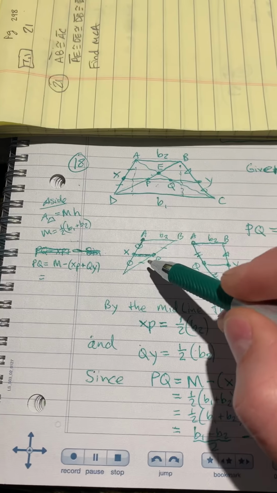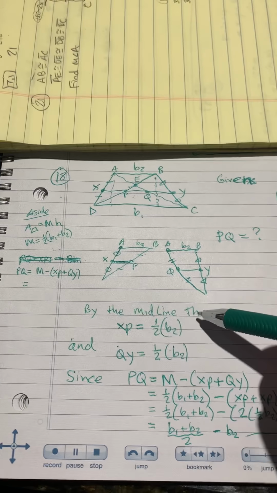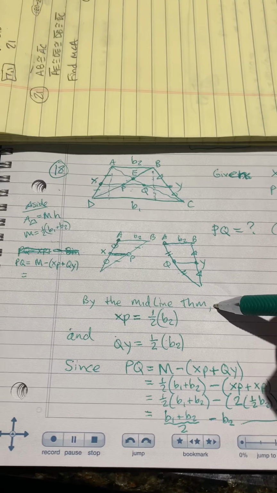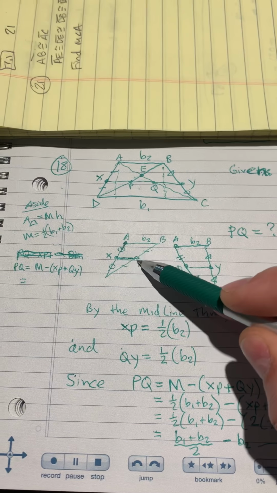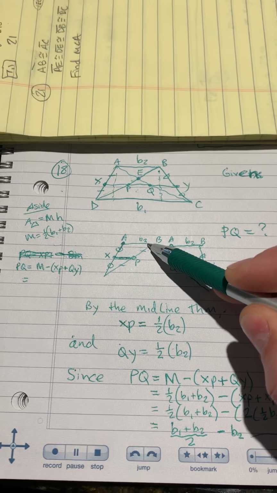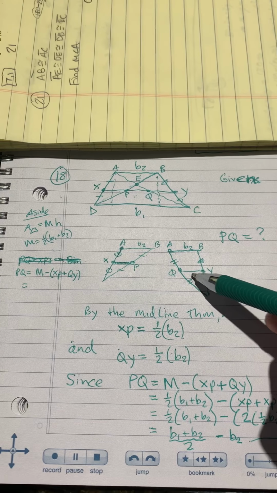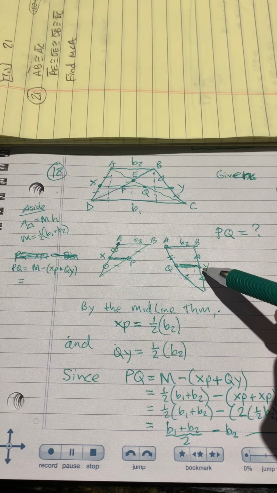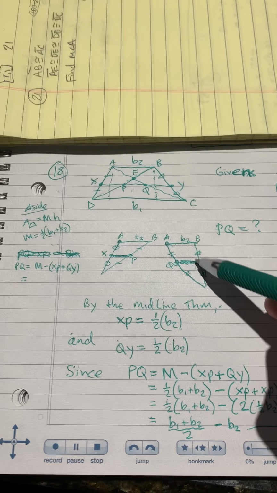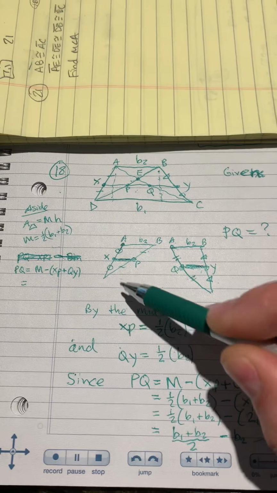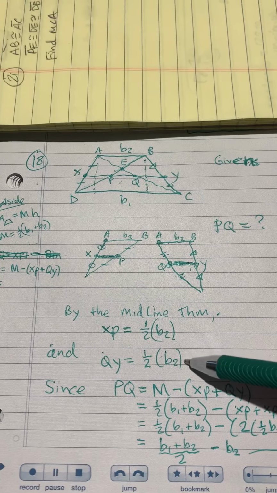Well, if I take this triangle out, they gave me that P is a midpoint and X is a midpoint. By the midline theorem, they gave you that little hint, you have to read it in the book, XP is going to be half the value of B2 here, right? So XP is half the value of B2. That's going to be the same for QY here, because Y is a midpoint, because Q is a midpoint. It's half the value of B2 or AB, which means that both XP, this little piece here, and QY, this other piece, are both 1/2 B2.